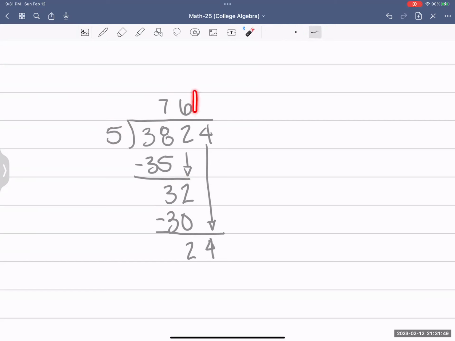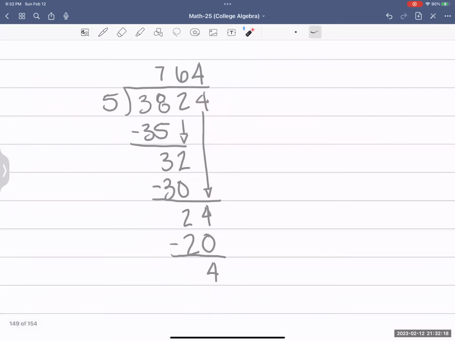4. And again, what do we multiply to 5 to get just under 24? And here it looks like it's going to be 4. 4 times 5 is 20. So we write 20, and we're subtracting that from 24, and we get 4. If we wanted, we could do decimals, but here we're going to stop because we want just whole numbers and 4 out of 5. So our solution is going to be 764 and 4 over 5.